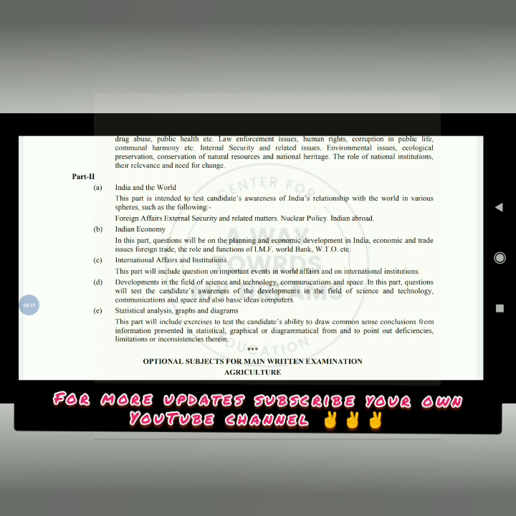In the E section, there are questions from statistical analysis, graphs and diagrams. Here the candidates are tested on their ability to draw common sense conclusions from information presented in statistical, graphical or diagrammatical form, and to point out deficiencies, limitations or inconsistencies therein.